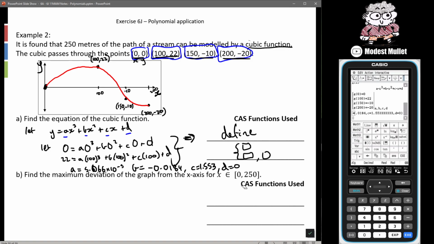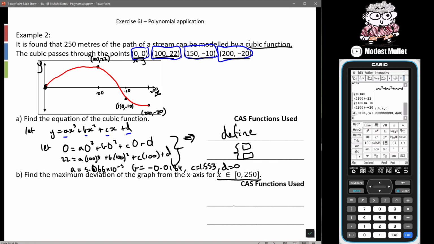It actually doesn't have that second box. So that's what we used. And so we found the equation. There's the equation. Find the maximum deviation of the graph from the x-axis for the domain x between 0 and 250.